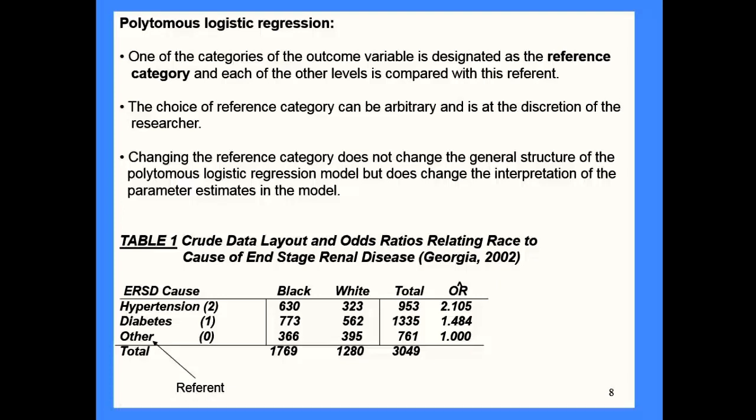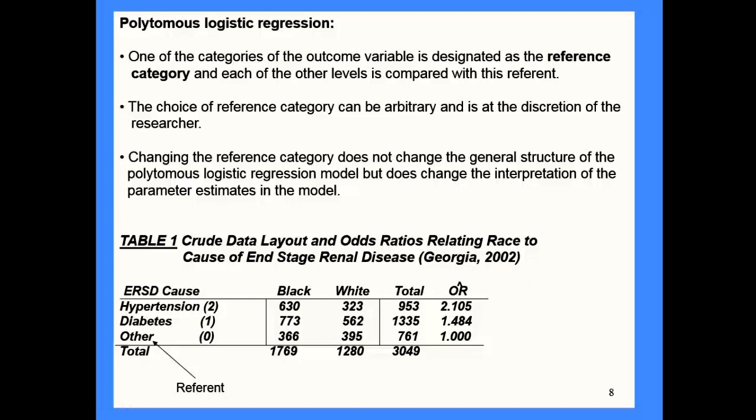I'm not giving you whether it's significant or not. And the odds ratio comparing diabetes to other turns out to be 773 times 395 divided by 562 times 366, which is 1.484. And the 1 is just the odds ratio of that category with itself, which doesn't tell you anything, right?